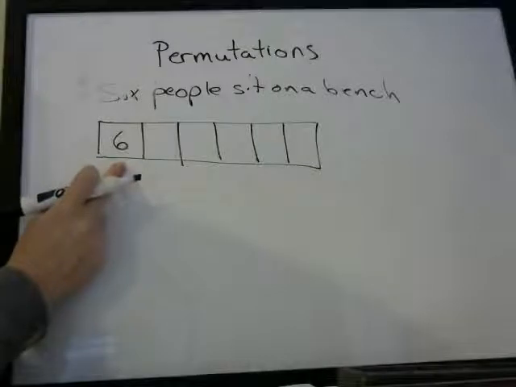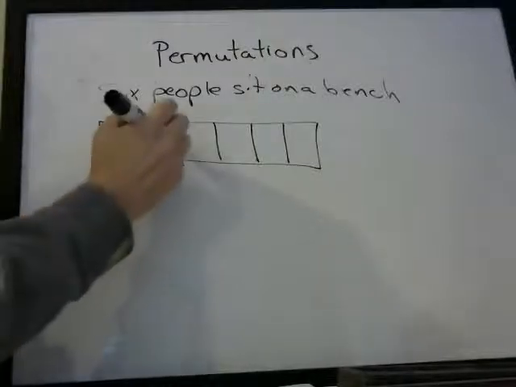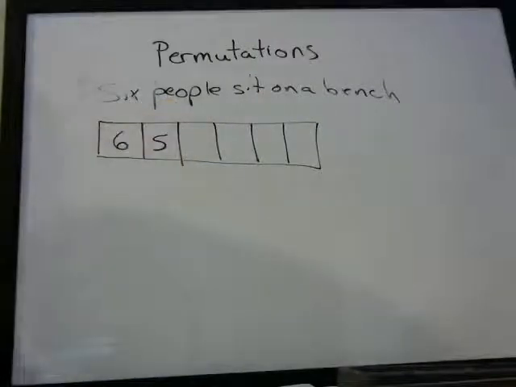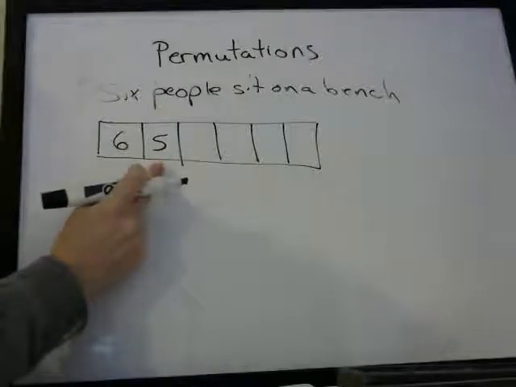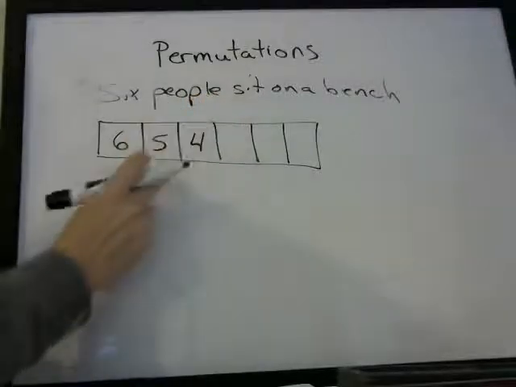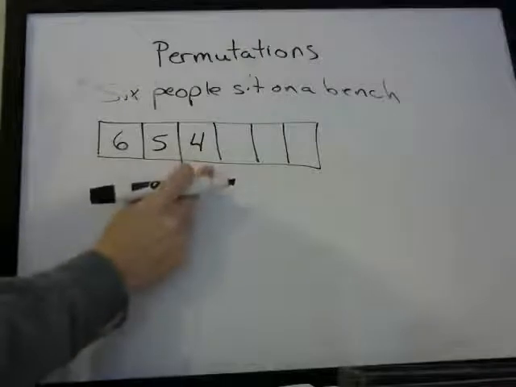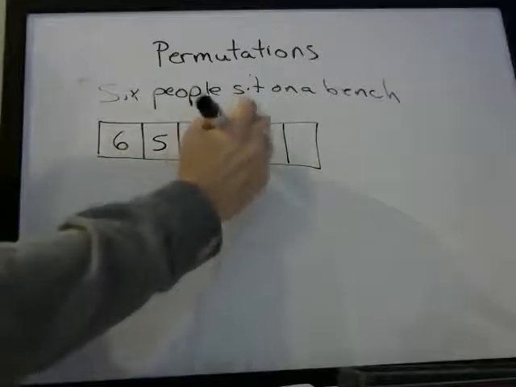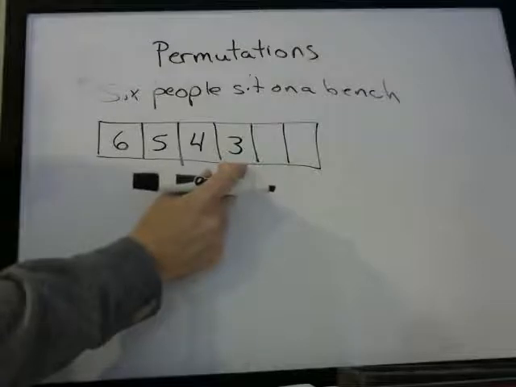So once they sit down, how many people can possibly sit in the second spot? There's only 5, because there's only 5 people left. Once those 2 people have sat down, there's only 4 people left. Any one of the 4 can sit down. So there's 4 possibilities. Once these 3 people have sat down, there's only 3 people left standing. Any one of them, so any one of the 3, can sit down. So there's 3 possibilities of someone sitting in that spot.